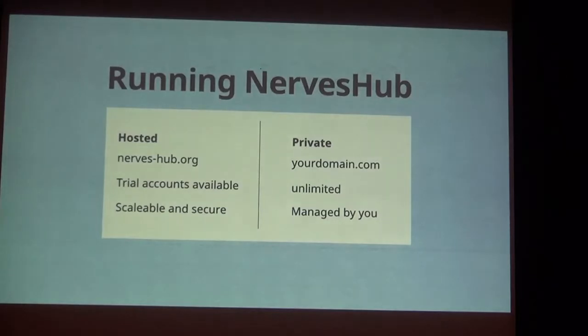Nerves Hub can be found at nerves-hub.org, where you can get a trial. And nerves-hub.org is scalable and secure. But you can run it on your own, private instances. Nerves and Nerves Hub are 100% open source.